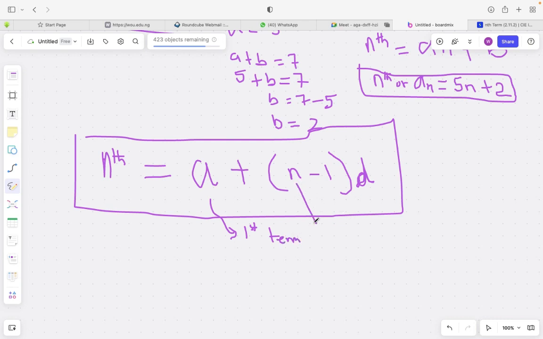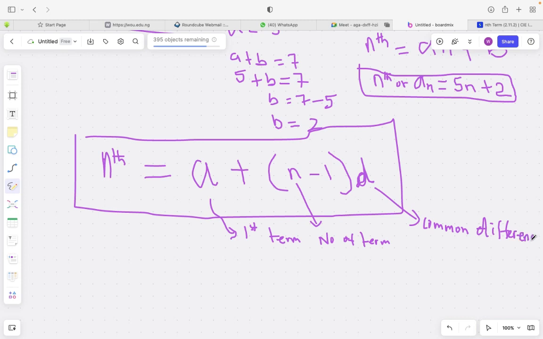n is the number of terms. And d is the term-to-term rule, or what we call the common difference, the common difference between the first term and second term, third term, fourth term and fifth term. That d is called the common difference, the difference between each term if it's an arithmetic sequence. So d is called the common difference for this formula.